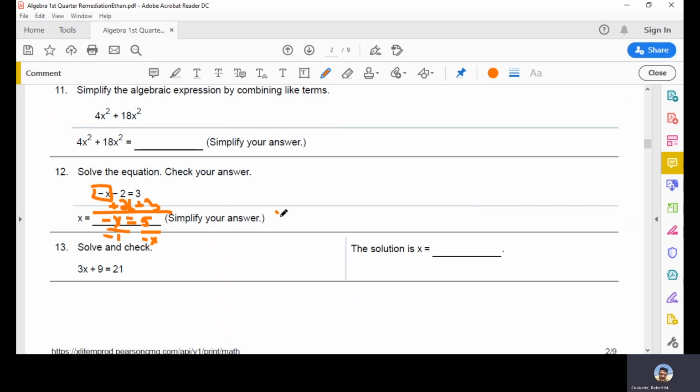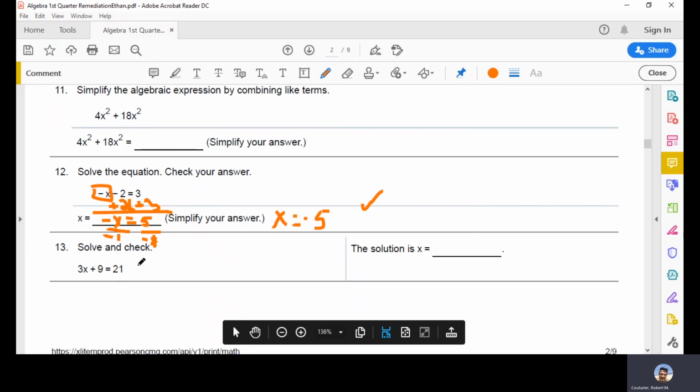These negatives cancel and you're left with an x, and +5 divided by a -5. Sorry, +5 divided by a -1 is a -5. And you're done. Are you? Check your answer. Take that -5, plug it back in. -5 times a -1 is a +5. +5 minus 2 is 3. You can check your work.